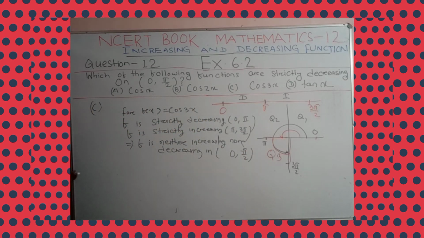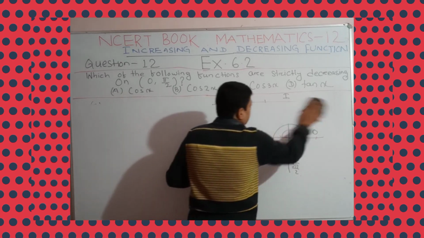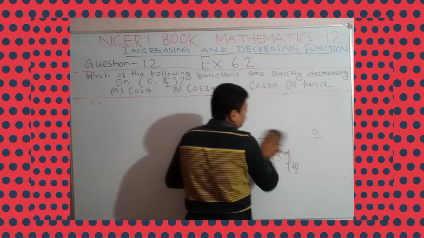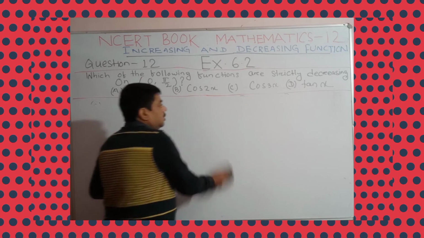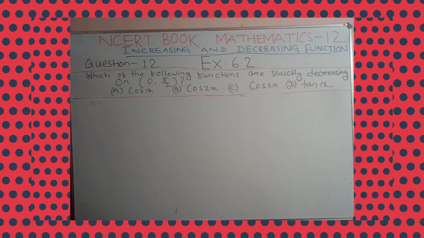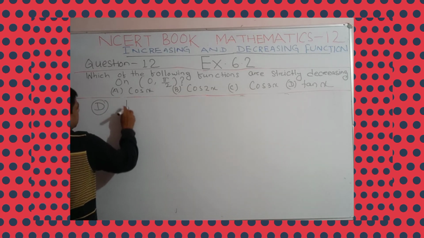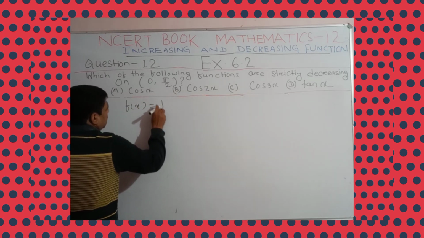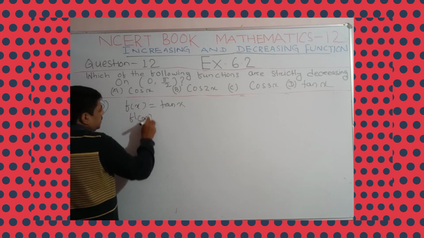Now let us see the fourth bit. Is it clear now? Okay, let us come to the fourth bit. Each and every bit we have to discuss, and there are 4 functions given. We saw 3 cases. Now let us see the fourth function, given as fx equal to tan x. Let us find the derivative of the function fx.